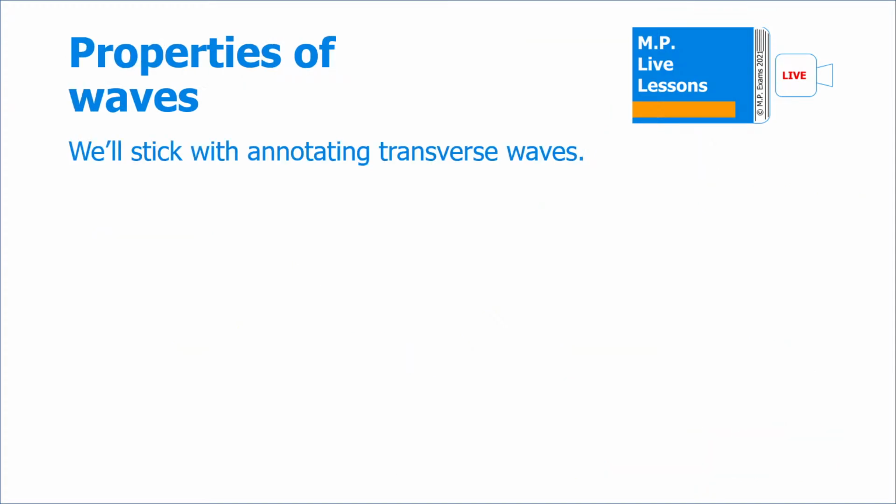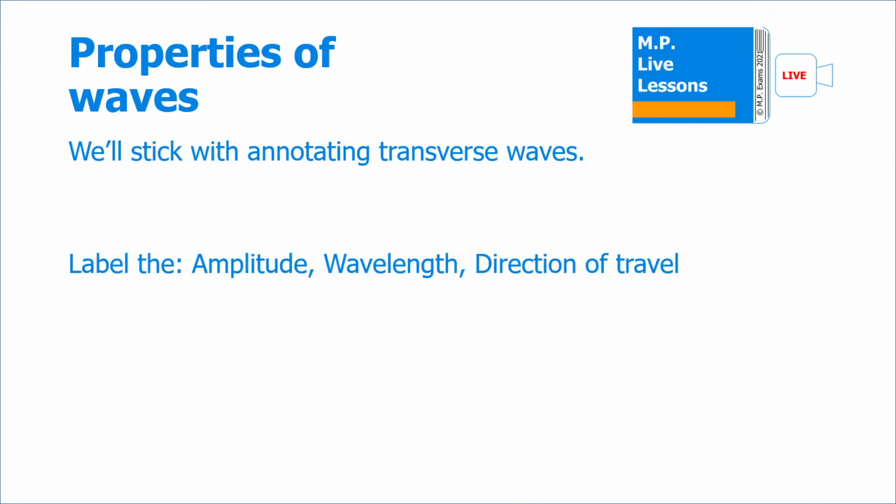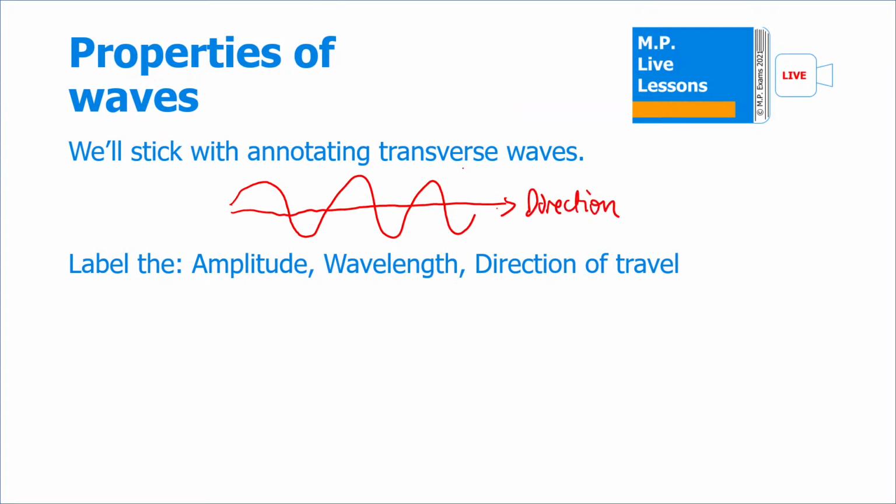Now, we've already annotated the transverse wave on the previous slide, and we'll do it again. This is your direction of travel. This is your amplitude. And your wavelength is, let's say, peak to peak.